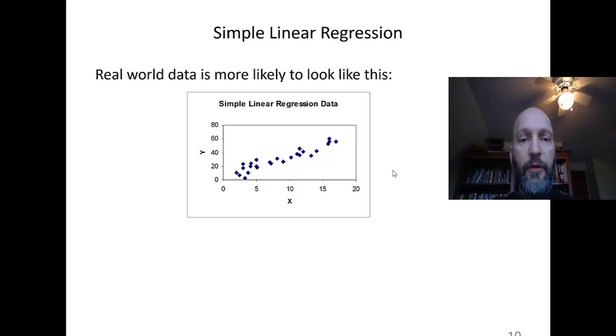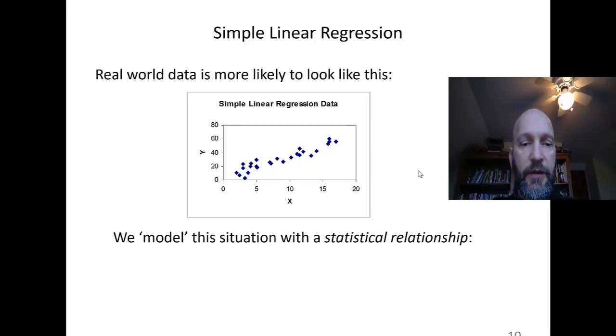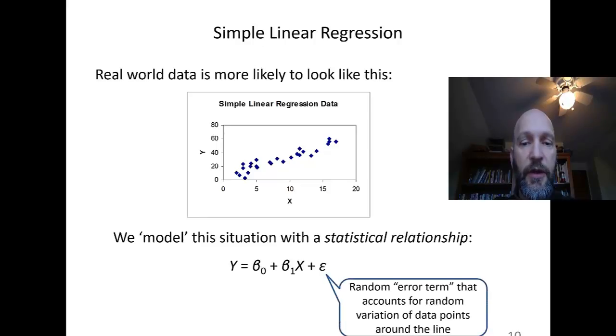In the real world, you're going to see relationships more like this. And in this situation, we are going to use what we call a model, which is something that takes into account the underlying relationship, but also allows for there to be variation in the data. And so we have the equation y is equal to beta 0 plus beta 1 times x. And then we add this epsilon, which is called an error term, which really just means the amount of variation that we see above and beyond the straight line.